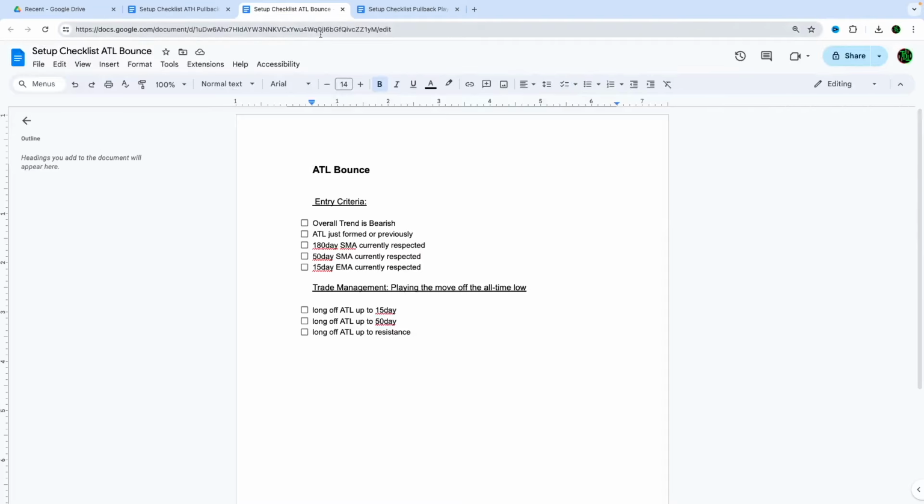The ATL bounce. Our entry criteria: overall trend is bearish. All-time low just formed or previously formed. Okay, 180-day SMA currently respected. 50-day SMA currently respected. 15-day EMA currently respected. Now it will be hard to find a chart where all of the 3 moving averages we use are respected. However, like I said, the more moving averages are respected, the better.